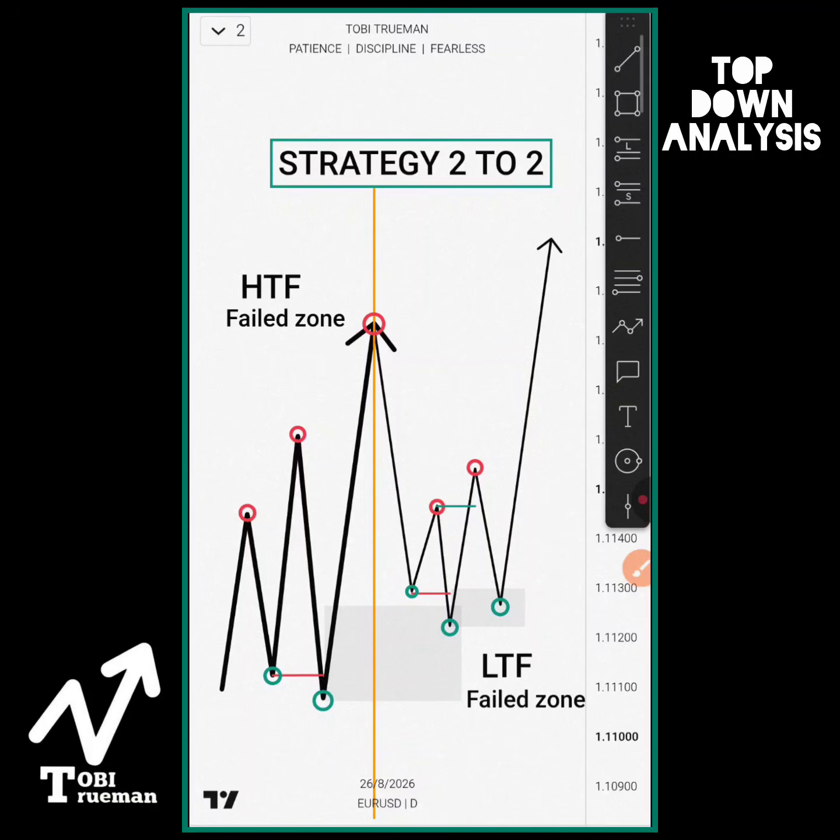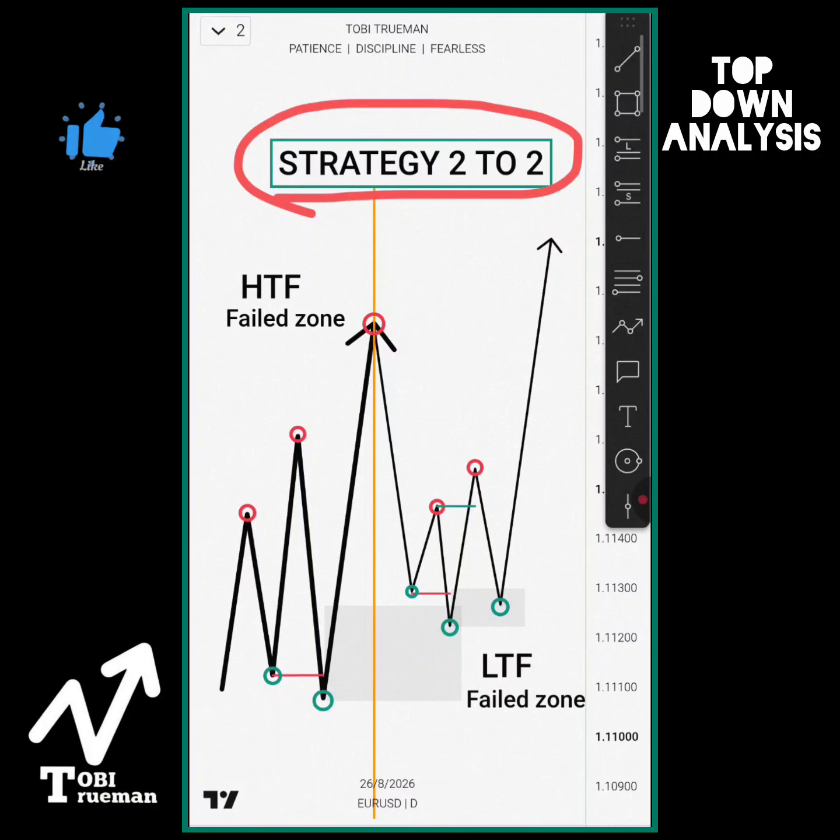I call it strategy 2 to 2. And what do I mean by strategy 2 to 2? Like I always say, we always have to look from the higher time frame to the lower time frame. Now from the higher time frame, strategy 2 is what we call phase zone. This is the first leg of the phase zone. Then after price has gone up, take out the previous high point, giving us a demand zone from the higher time frame.